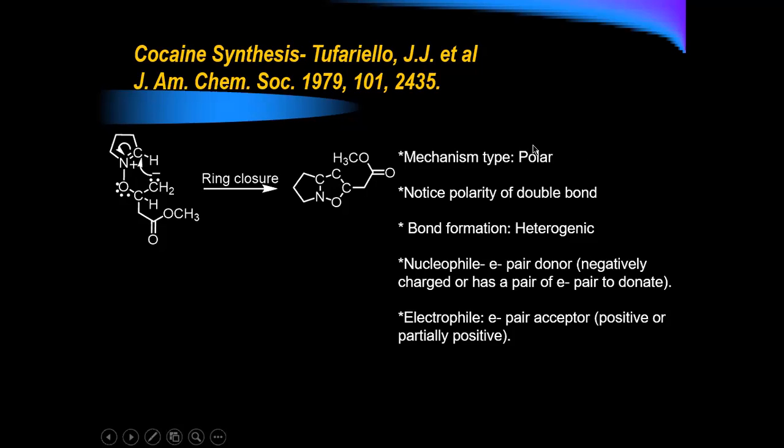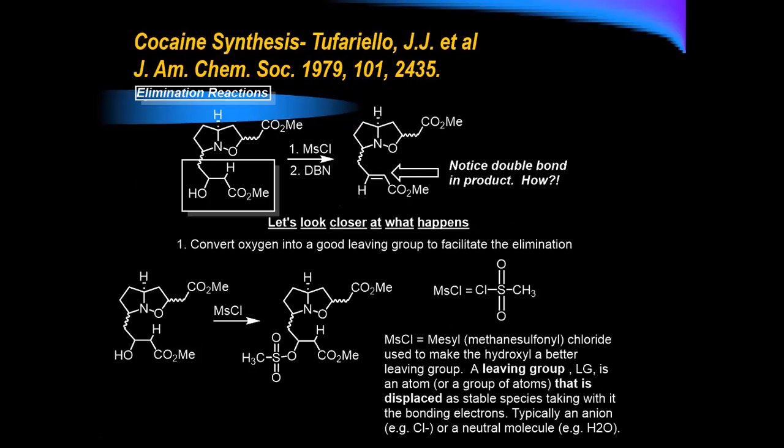If you remember, you've got 2 types of mechanisms, polar and radical. The double bond had a dipole, where one part was partially positive and the other part partially negative. It's heterogenic bond formation and heterolytic bond cleavage. And you can also point out the nucleophiles and the electrophiles in each step. So all of this stuff looks complicated, but a lot of it is basic organic chemistry. It's just being able to recognize that.